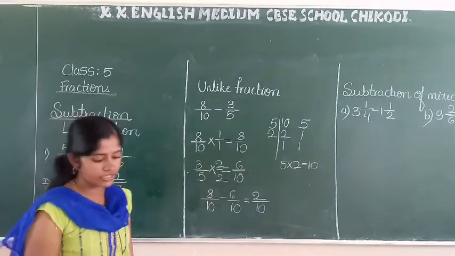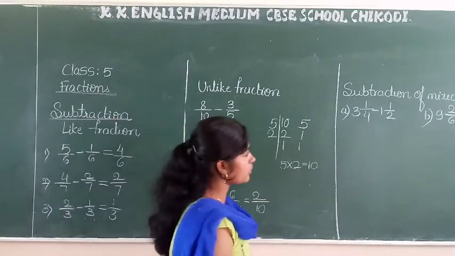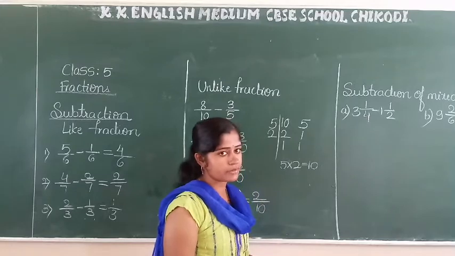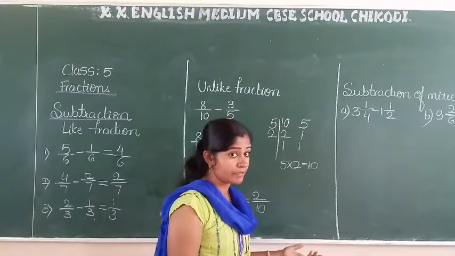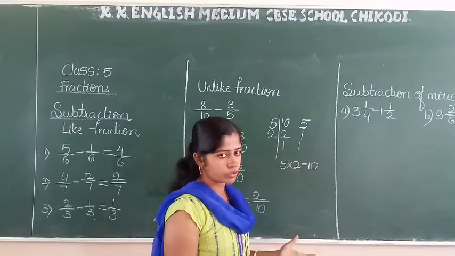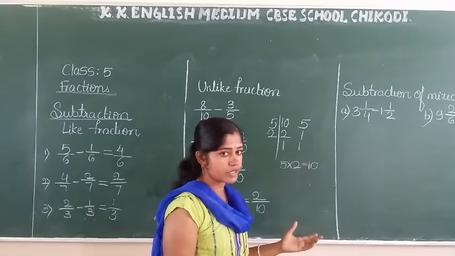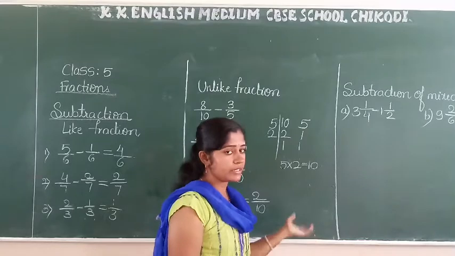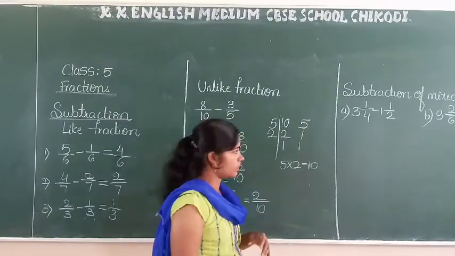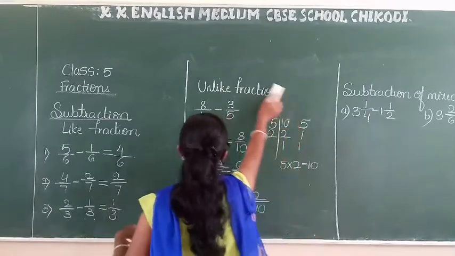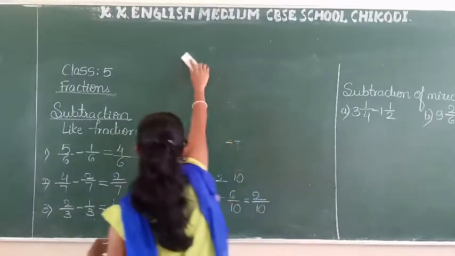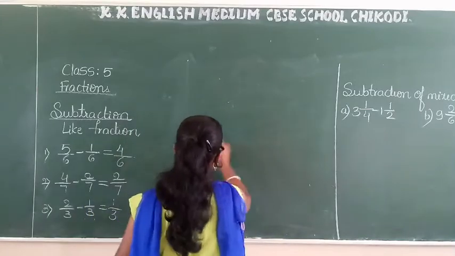Then one more concept is there here, subtraction of mixed numbers. Already you know what are mixed fractions and what are improper fractions. You already solved addition examples. What you did in that, you have to do here also, the same procedure. I will take some examples here. Subtraction of mixed fractions, mixed numbers.